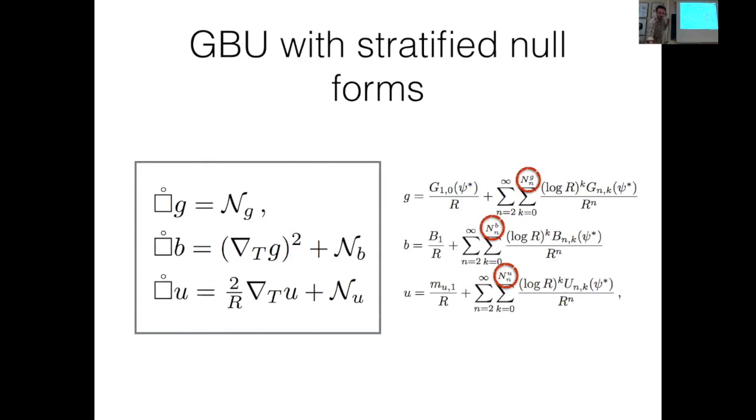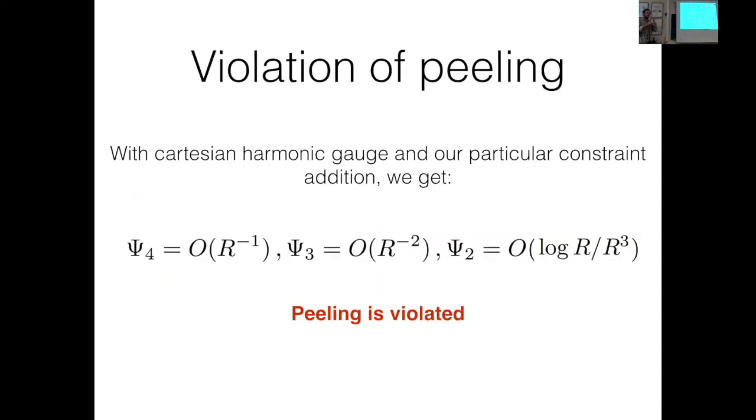So doing that, basically, we built the metric, and then from the metric, we built the components of the Weyl tensor, and we found out that the psi4 peels. Basically, it has the expected fall off. Psi3 also peels, it has the expected fall off, but psi2, instead of falling off like 1 over r cubed, it falls off only like log r over r cubed. So it falls off slower than would be expected for a smooth null infinity. So peeling is violated. And this is not super surprising in the sense that if you consider what's been done in the literature in recent years.